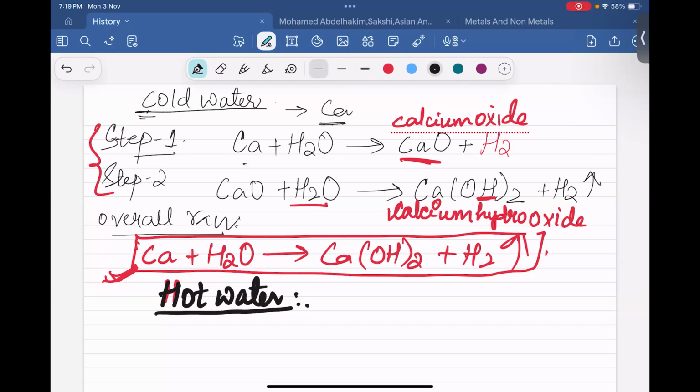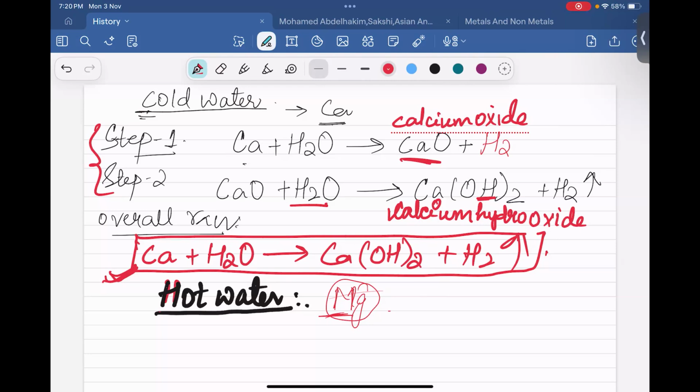Which metal will react with hot water? Magnesium. We can remember it like this: hot water is having parallel lines, and magnesium is also having parallel lines. Just a short mnemonic. It's up to you. You can make it how you want to.